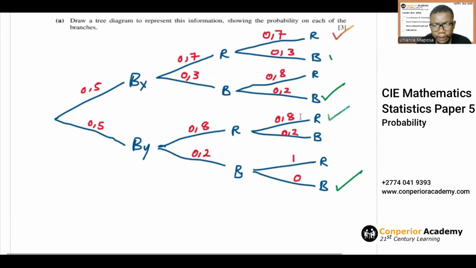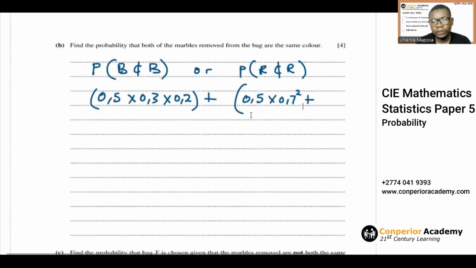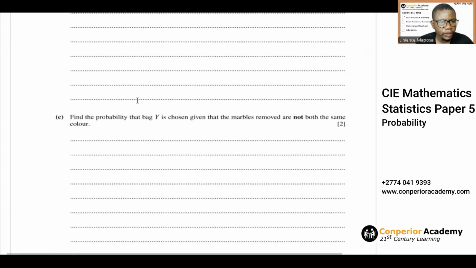Okay, but I need to add the other situation. The other situation is that I have 0.5 multiplied by 0.8 multiplied by 0.8. So this will be 0.5 times 0.8 twice, which means square. Okay, these are the 2 situations. That gives me 0.595 as the probability. So that's what I get. Okay, we move on to the next question.